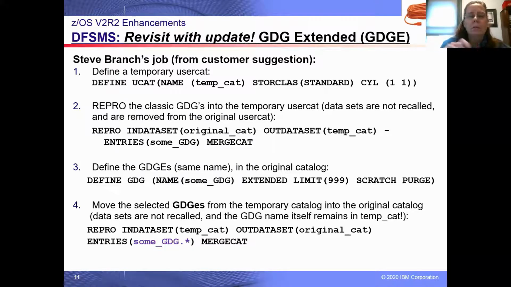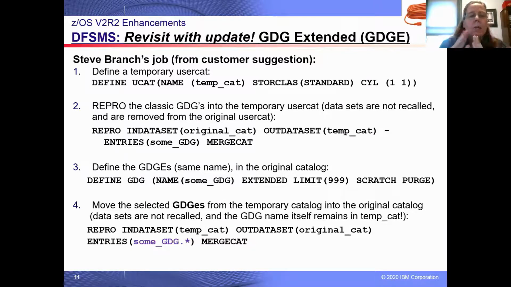Okay, so you can see the syntax there on the first line. Then what you do is you REPRO those classic GDGs into the temporary user catalog. This means that the data sets aren't going to be recalled and they're going to be removed from the original UCAT. Because remember, the original UCAT is where we're going to want to have the GDGEs. So you can see the REPRO syntax there on number 2.